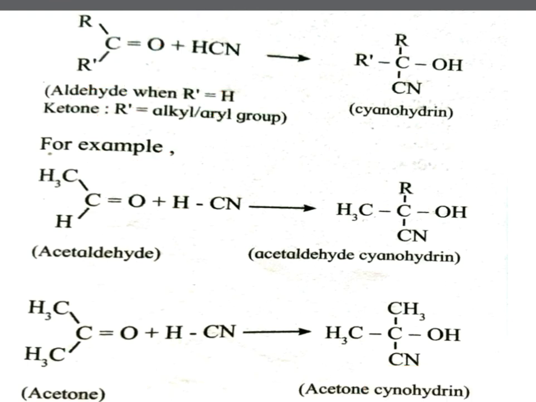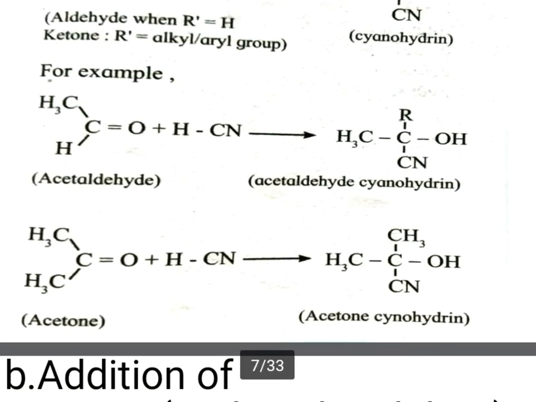Here are some examples of this type of addition. If you use an aldehyde, then the final product formed is aldehyde cyanohydrin, and if you use a ketone, then the final product formed is ketone cyanohydrin. Okay, so this is the addition of HCN across aldehydes and ketones. You can try these examples on your own, or I am solving them here.